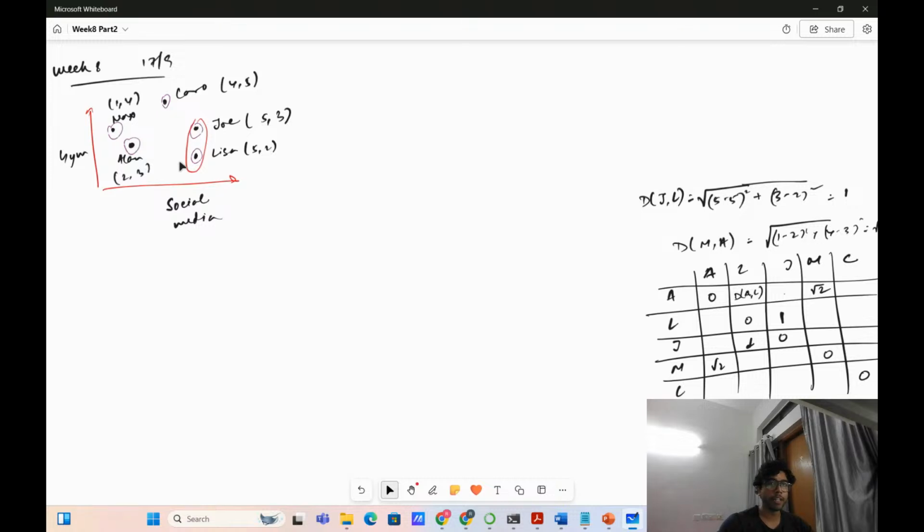Whereas in complete link, it's just the opposite. Whichever distance is longer, you take that one. In average link, you take the average of all the distances. In centroid link, you take the centroid of this cluster and calculate the distance from the centroid. So did you understand the different methods of calculating the distance between two clusters?